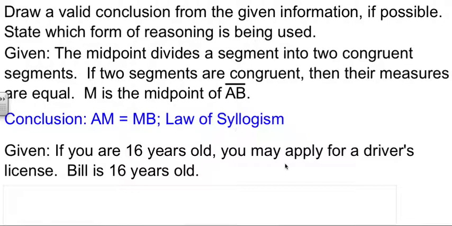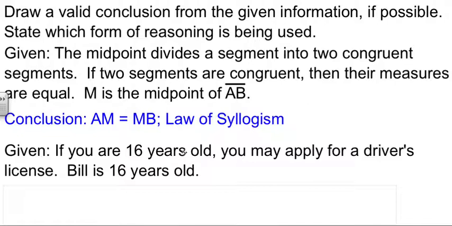Consider this last example here. If you are 16 years old, you may apply for a driver's license. Bill is 16 years old. Okay, this is kind of a giveaway. There's not two conditional statements, so it can't be the law of syllogism. You have to have two statements or more for syllogism to happen.